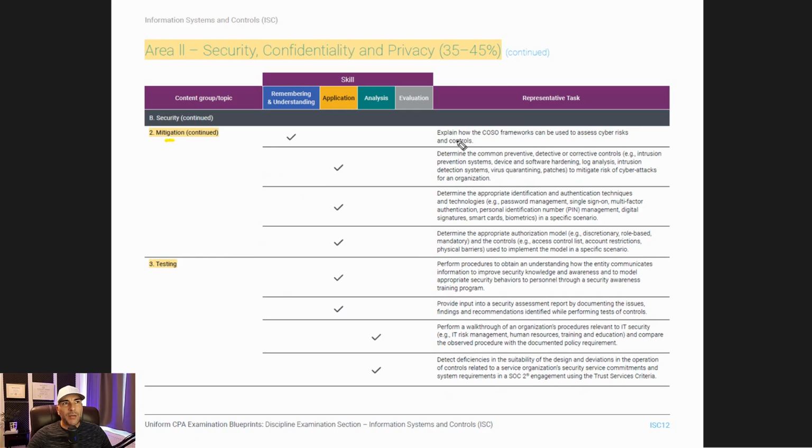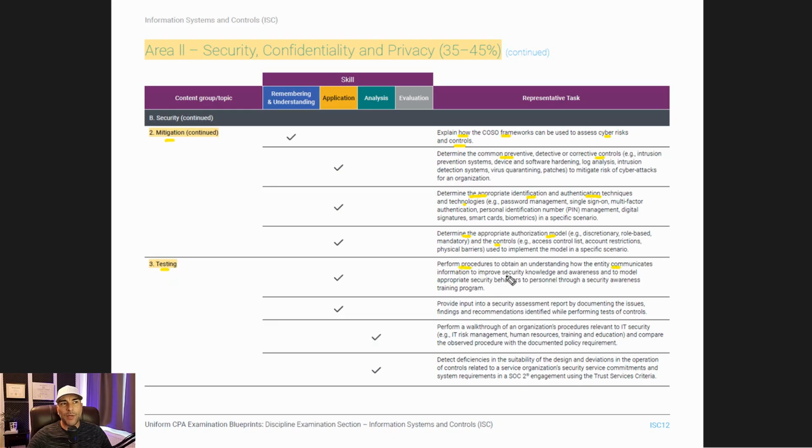Continuing on with mitigation, we'll have to be able to explain how the Committee of Sponsoring Organizations frameworks can be used to assess cyber risks and controls, to determine the common preventative, detective, or corrective controls. You'll need to be able to determine the appropriate identification and authentication techniques and technologies, to determine the appropriate authorization models and controls.